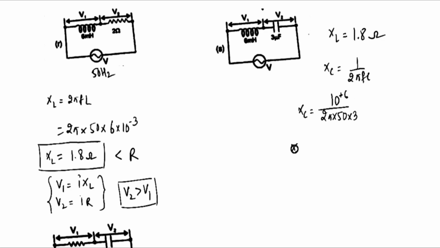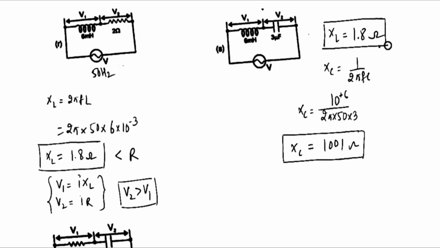Okay, so by solving that relation, we will get the approximate value of XC as 1001 ohm. In that condition, XC is greater than XL, and V1 will be equal to I XL and V2 is I XC.